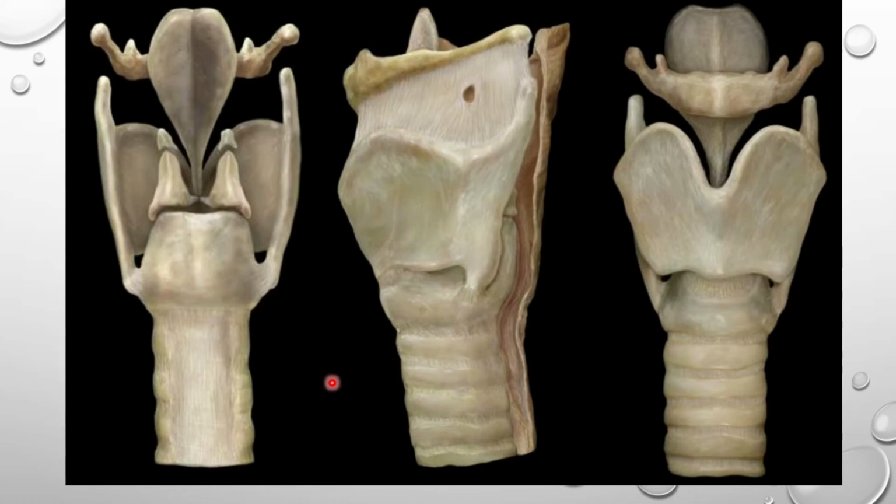So we have 3 singular cartilages associated with the larynx, and then we have 3 paired cartilages associated with the larynx. So the 3 singular cartilages that we have, this is a posterior view, this is a lateral view, and this is an anterior view here.